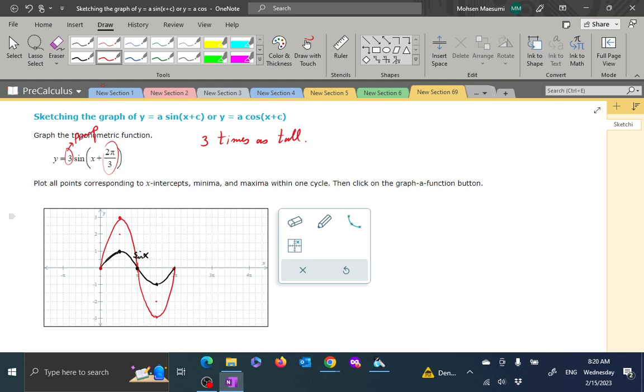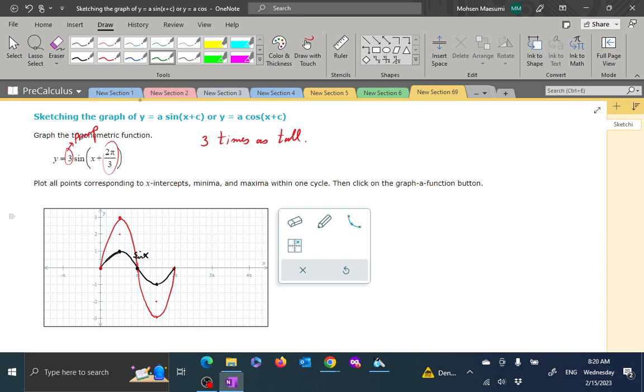Sometimes students make a mistake with thinking that it is moving up by 3. That's not what we're doing. If we were moving 1 up by 3, we would be at 4, not at 3. We are multiplying by 3. We are making it 3 times as tall with respect to the midline, which is the x-axis now. So it was minus 1 becomes minus 3, 1 becomes 3, and so on.